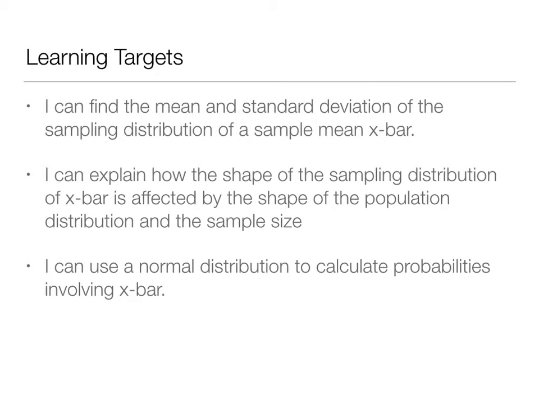Learning targets. Today, you're going to tell yourself, I can find the mean and standard deviation of the sampling distribution of a sample mean x bar. That's like your x with a little bar above it. I can explain how the shape of the sampling distribution of x bar is affected by the shape of the population distribution and the sample size. And I can use a normal distribution to calculate probabilities involving x bar. Again, it sounds like a lot of targets, but a lot of these can really be done with a single sentence. So really, we're going to learn all about sample means.